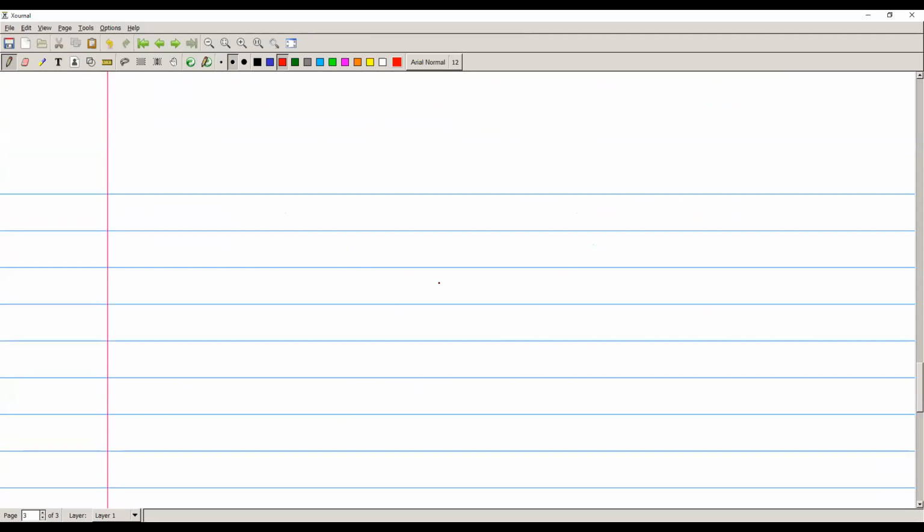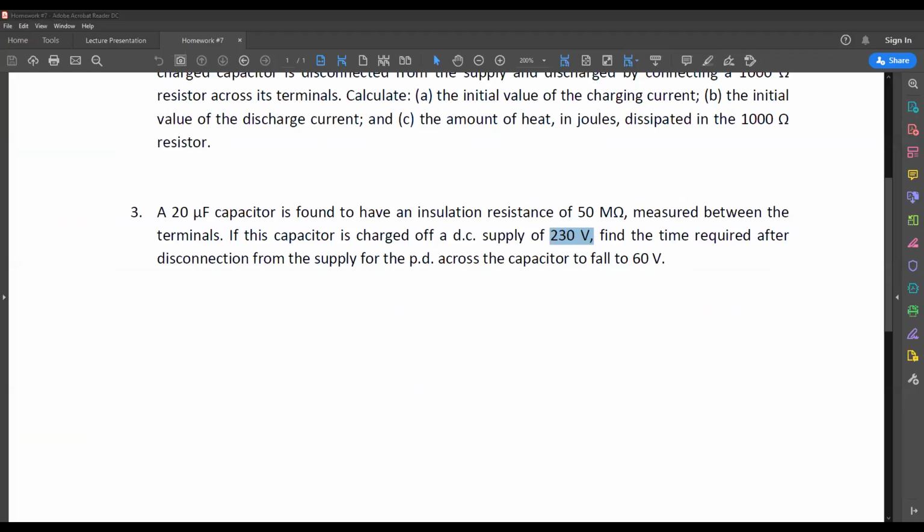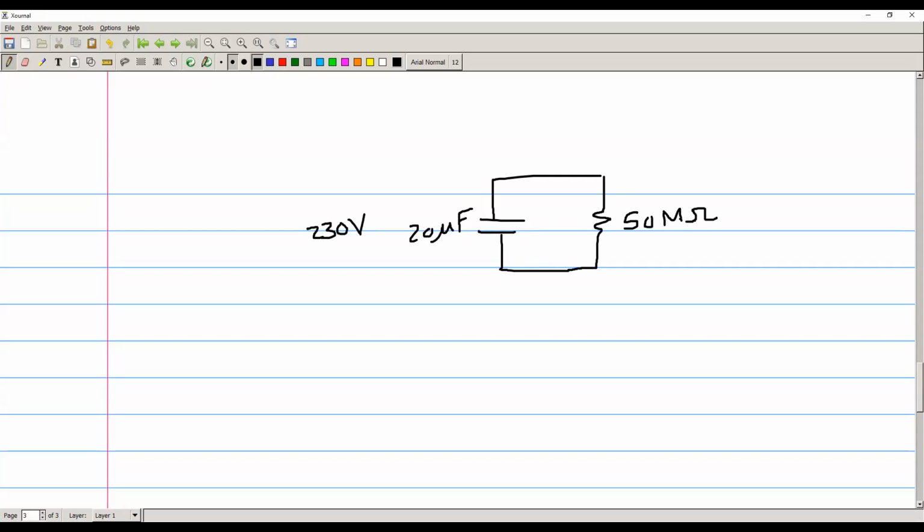Basically, we have 20 microfarads charged to 230 volts initially, and it's now connected to the leakage resistance of 50 mega ohms. You can see from just the values of the resistance and capacitance that you're definitely going to have a discharge here, but it's going to be very slow.